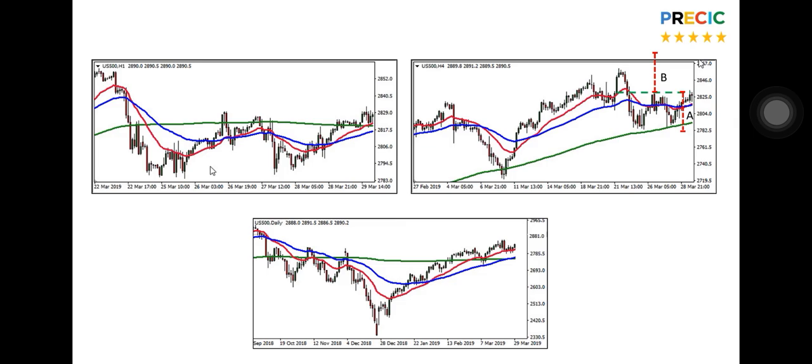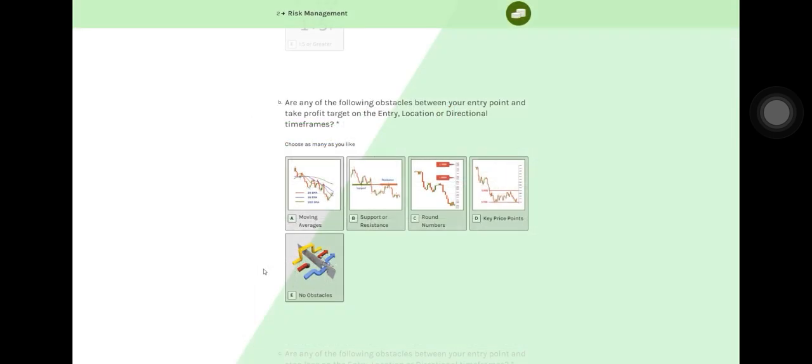We can see here that there is no real resistance zone to worry about, so there is no need to click this icon. Now, because the take profit level is around the 2860, we don't have to click the round numbers or key price points icon either, so we can select no obstacles. Now we can move down to the next question, which asks if the same obstacles appear between our entry point and our stop loss level.